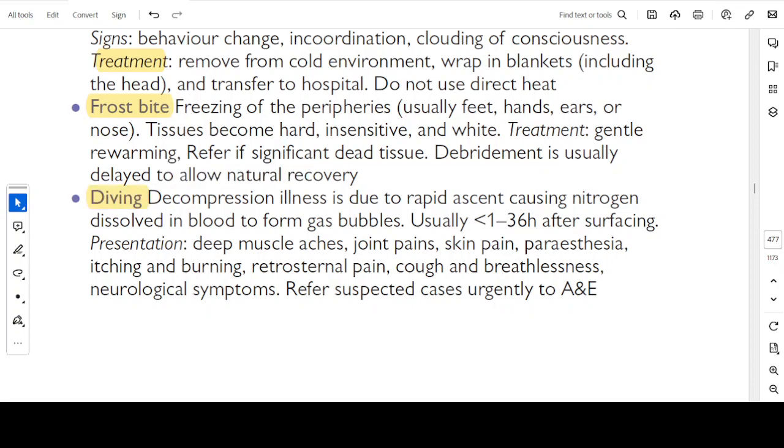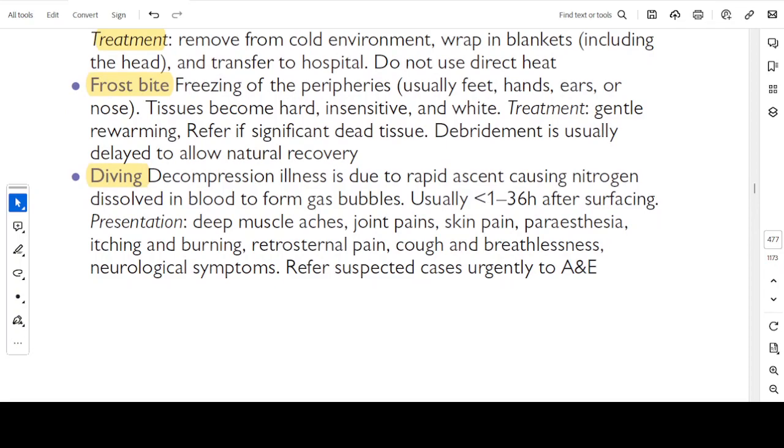Diving: decompression illness is due to rapid ascent causing nitrogen dissolved in the blood to form bubbles, usually within 1 to 36 hours after surfacing. Presentation: deep muscle aches, joint pain, skin pain, paresthesia, itching and burning sensation, retrosternal pain, cough and breathlessness. There are neurological symptoms also. Refer suspected cases urgently to accident and emergency.